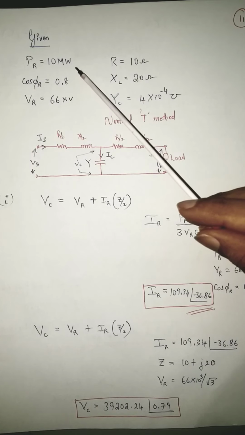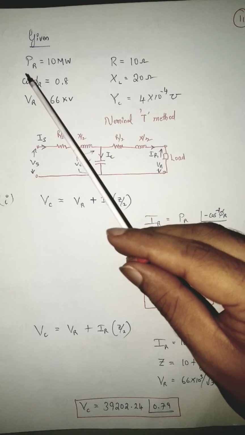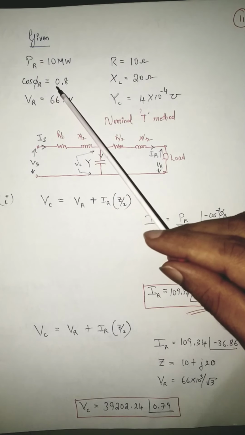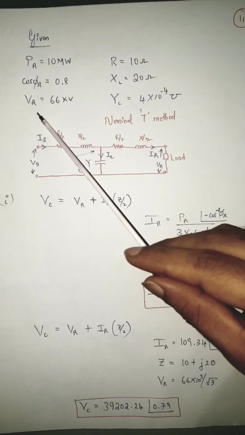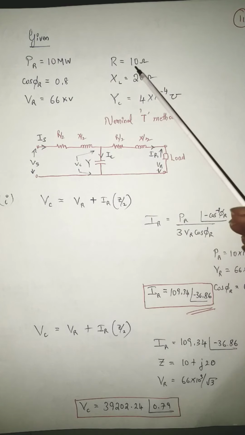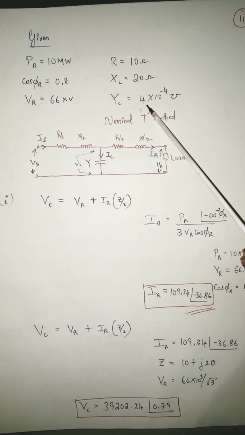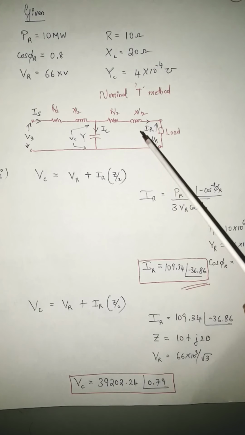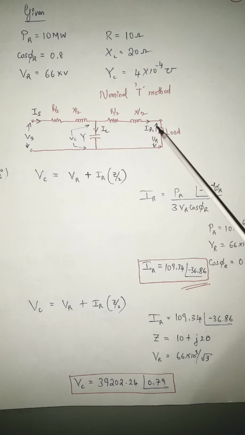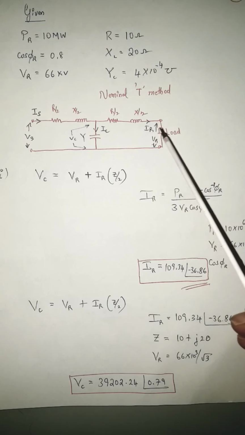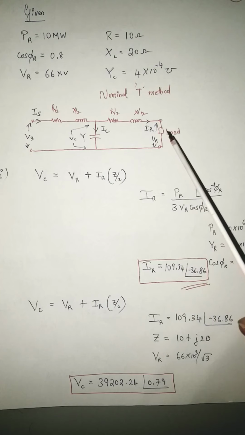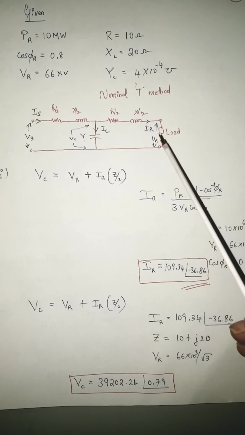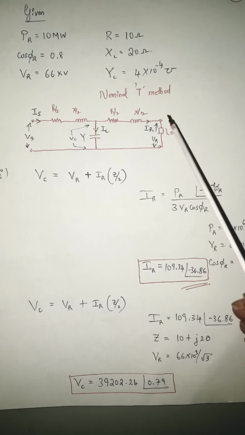The power received at the load is 10 megawatts, and the power factor at the receiving end is 0.8, receiving end voltage is 66 kV, resistance and reactance are given as 10 ohms and 20 ohms, admittance is given as 4 into 10 power minus 4 mho, and this is the equivalent circuit diagram. Whenever it comes to problems of this kind, you should take the circuit and start tracing all the parameters and approach the problem. Here we are supposed to find all the sending end parameters.